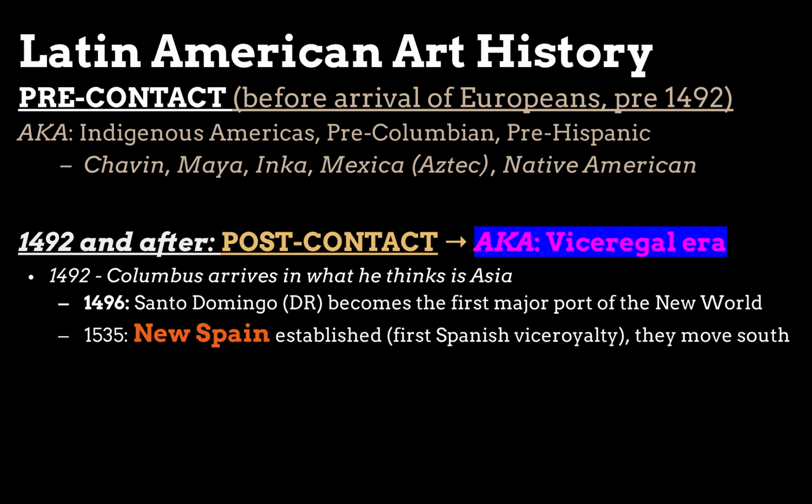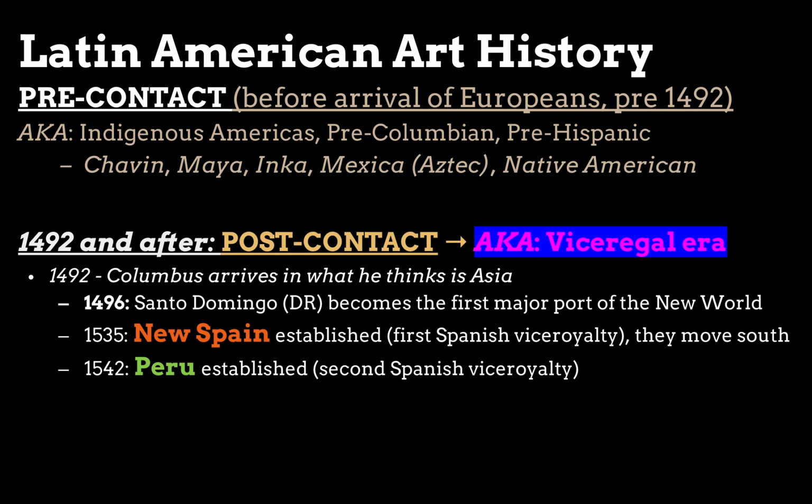In 1535, so it takes them about 40-ish years, New Spain is established. New Spain is the first official viceroyalty of Spain. And once they establish New Spain, which is pretty much what we call Mexico, but it's much bigger, I'll show you a map in a minute, the Spanish moved south. The Spanish never really moved north into what we call the United States now. They have a little bit of the Southwest as part of New Spain, but for the most part, they go south.